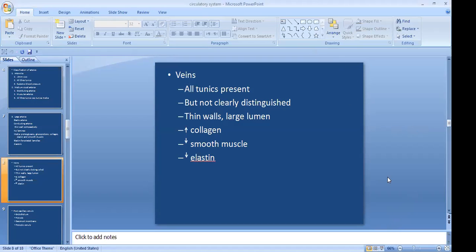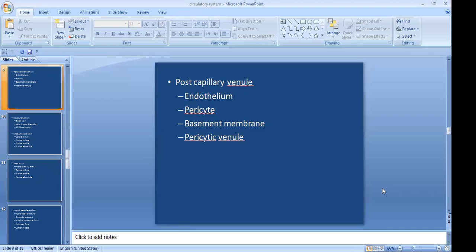Now, I will discuss the classification of the veins. First of all, we need to discuss the post capillary venules. When the capillaries finish, then the venules are formed, and these venules are called post capillary venules.